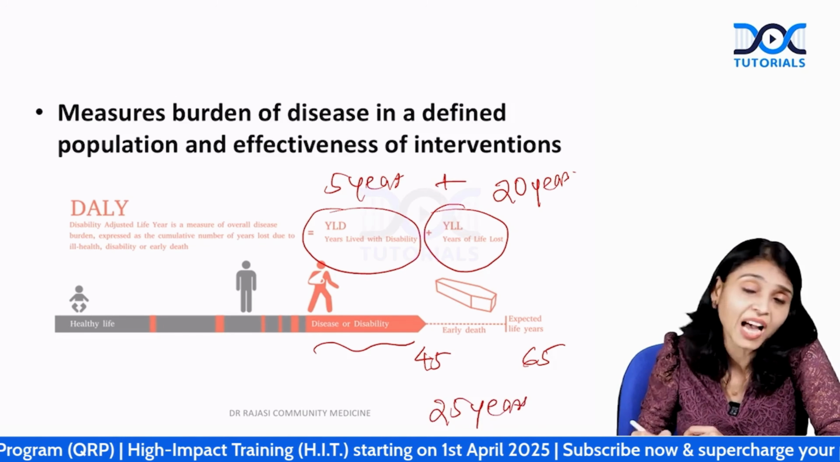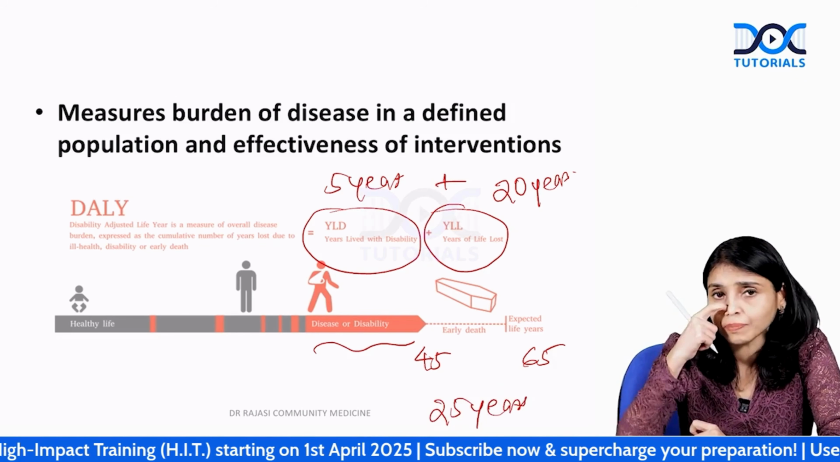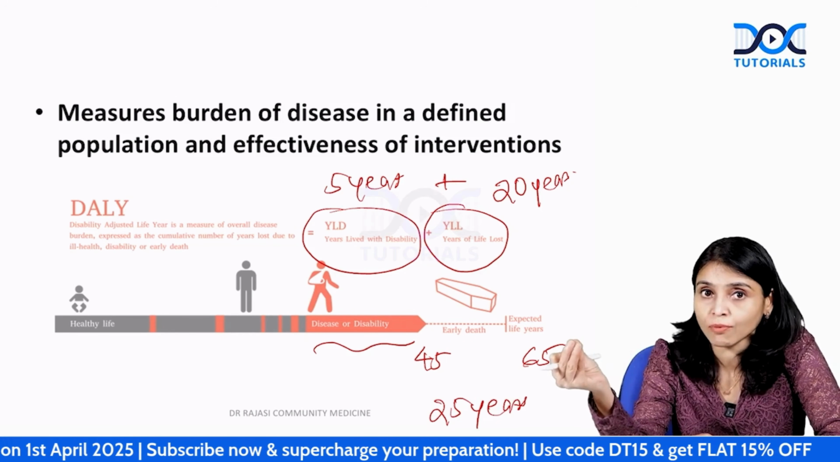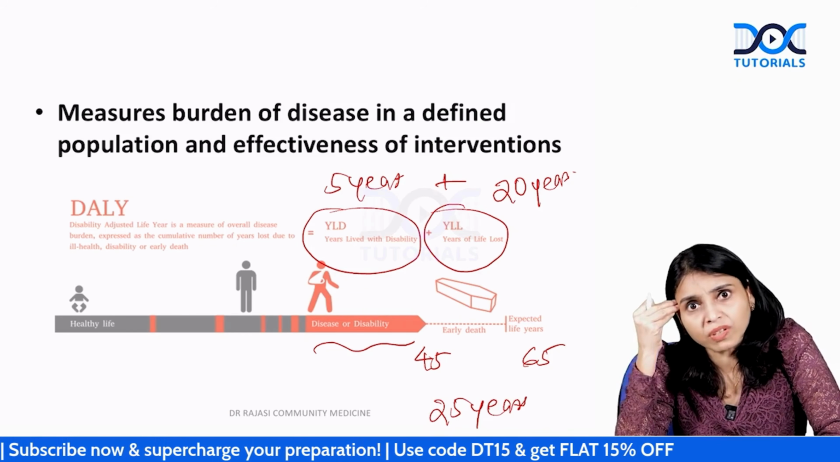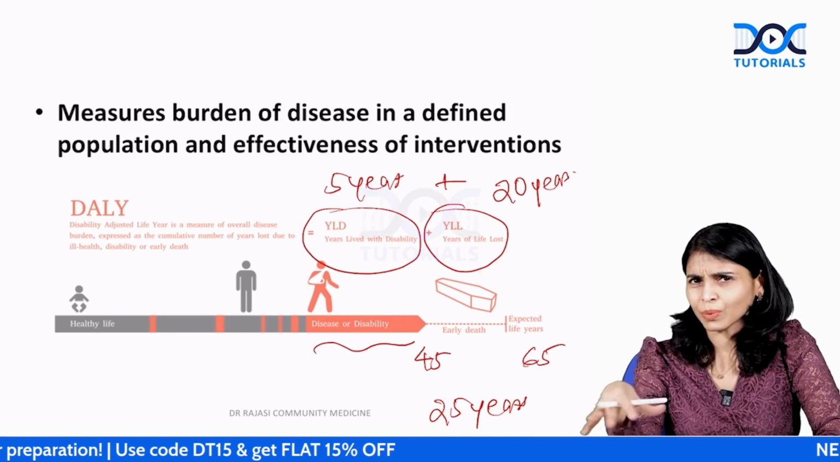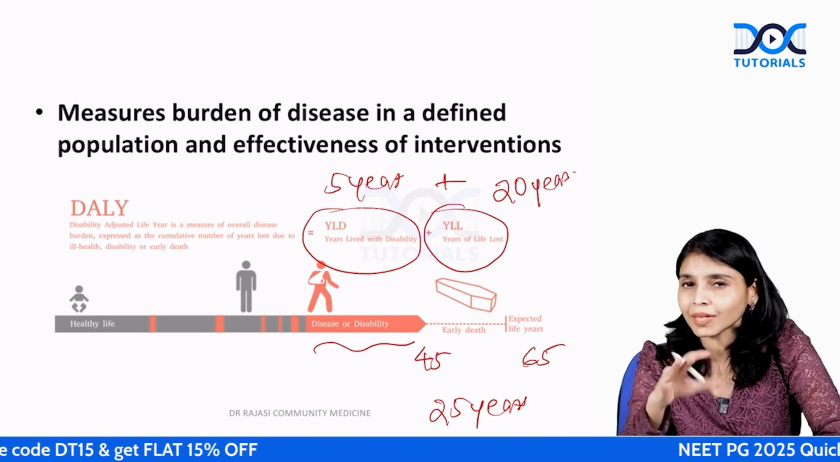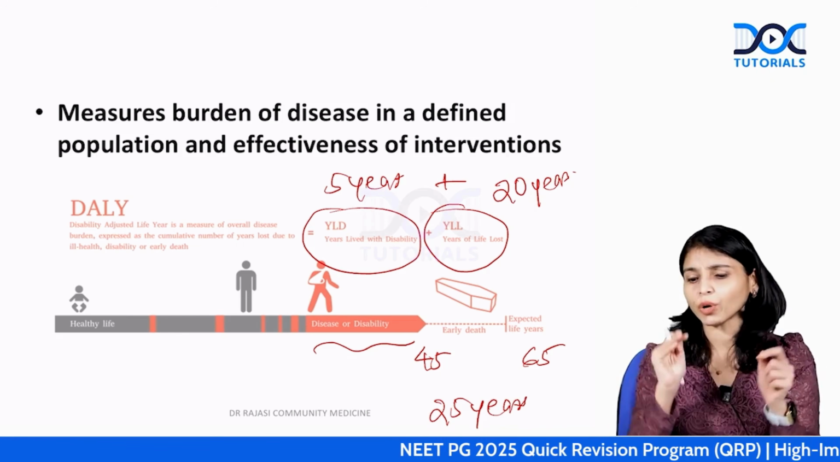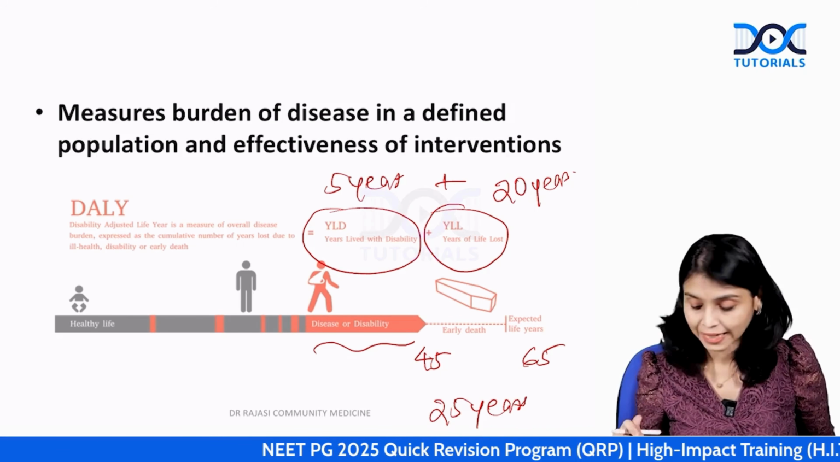This is not exactly how you calculate DALY, because you give a weightage factor for the disability as well, because disability is not the same for everyone. Some people may not be able to get up from their bed. Some people will be able to do a little bit of job. So you actually give a weightage for disability as well, but at your level, just understand this is how you calculate DALY.